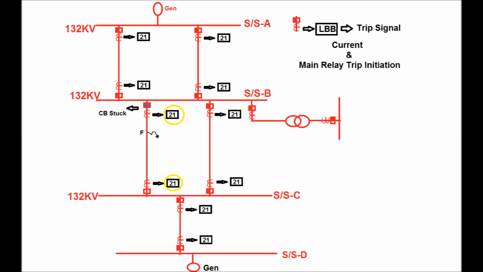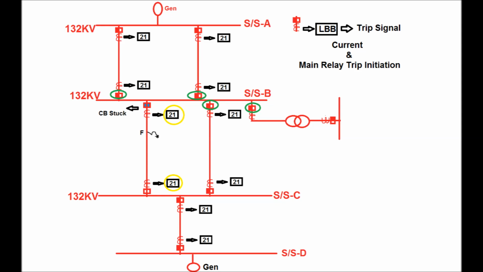Now how does the LBB relay initiate and send the trip signal? To initiate the LBB relay, two inputs are taken to the LBB relay. One is the current, that is current must be flowing, and another is the main relay trip initiation. It may be the contact from the 86 or master trip relay, or maybe the contact from the main relay. For the feeder it is a distance relay, or for the transformer it is a differential relay or REF relay.